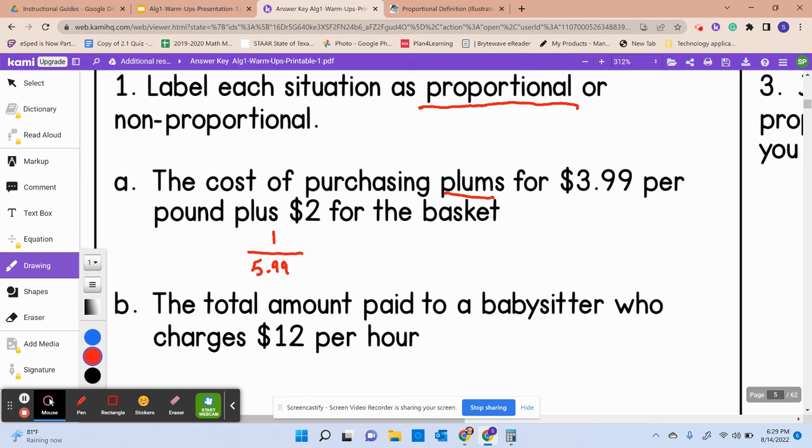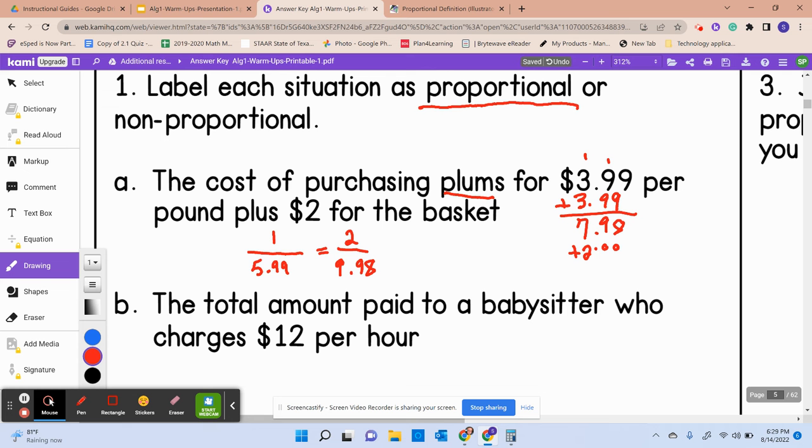$5.99 for the plums. Now, is that equal to if we had 2 pounds? Then this amount should just double. So we'll see though. $3.99 per pound. If you're buying 2 pounds, that's $3.99 plus $3.99, which is $7.98 plus the $2. So that would be $9.98.